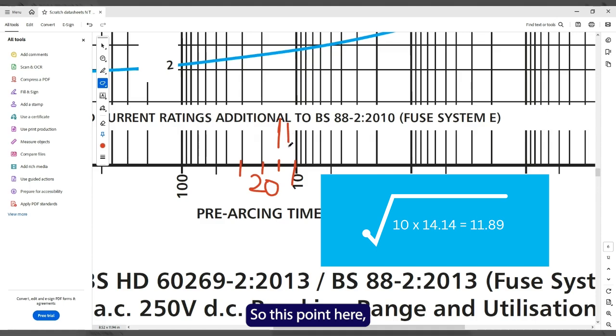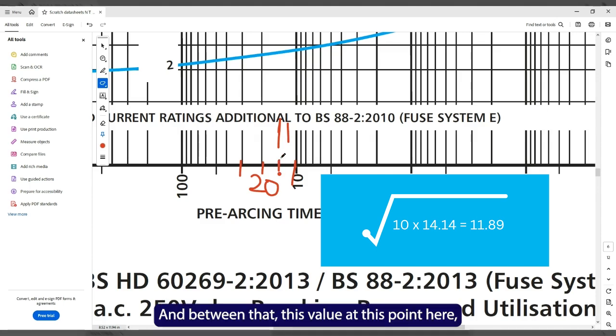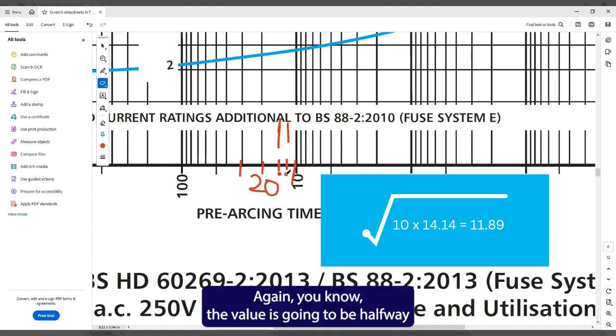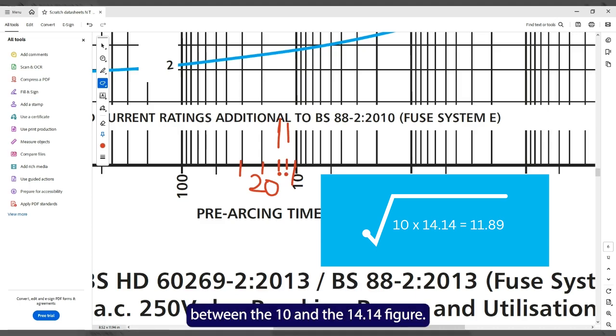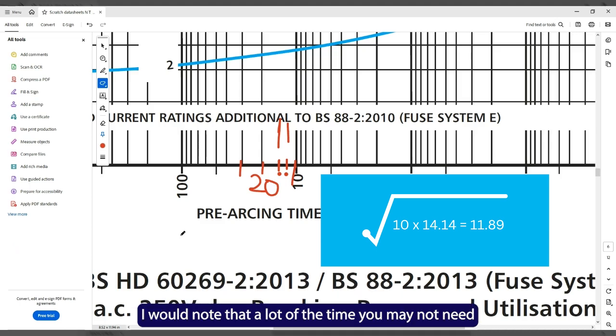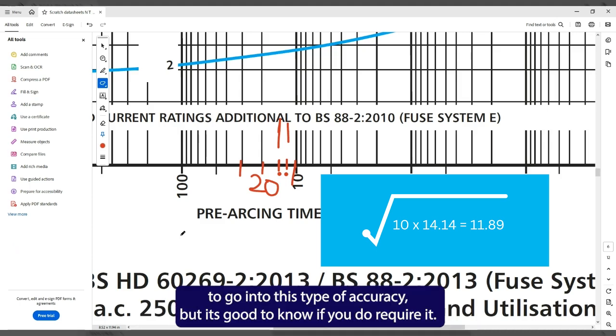So this point here, that is your 14.14, and between that, this value at this point here, that will be 11.89. Again, you know the value is going to be about halfway between the 10 and the 14.14 figure. So you can assume that this figure of 11.89 is correct. I would note that a lot of the time, you may not need to go into this type of accuracy, but it's good to know if you do require it.